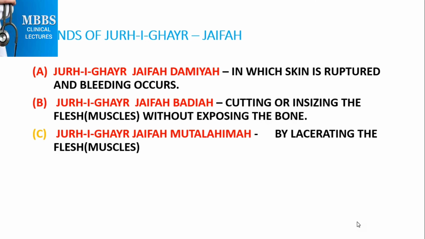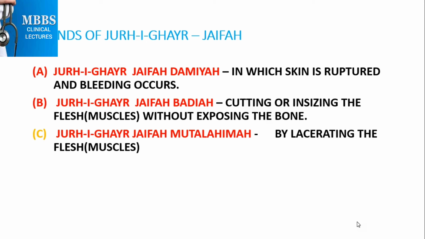This Jara Ghair Jaifa again has 6 types like Shaja. Shaja had the 6 types. So the Jara Ghair Jaifa means injuries not extending to the body cavities of thorax and the abdomen, and injuries are over the surface of the thoraco-abdominal wall or on the limbs, upper limbs and lower limbs. This Jara Ghair Jaifa is divided again into 6 types.